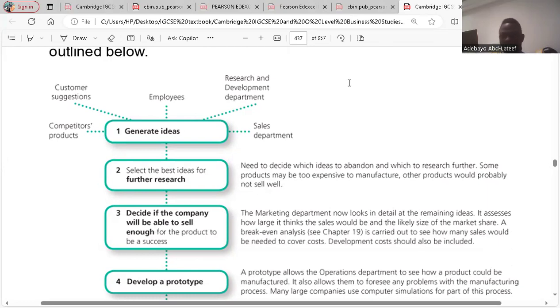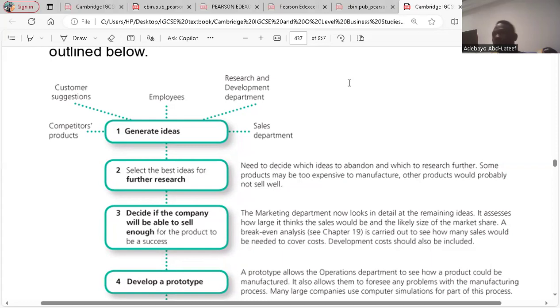I'm going to take it one at a time. Customer suggestion. If you get responses from customers, maybe through questionnaires, they give you updates about what is good about your product. Sometimes when you do your market research, they might be telling you that they want a new version of a product. So that means you have to develop such a product. You might get that information from customers.